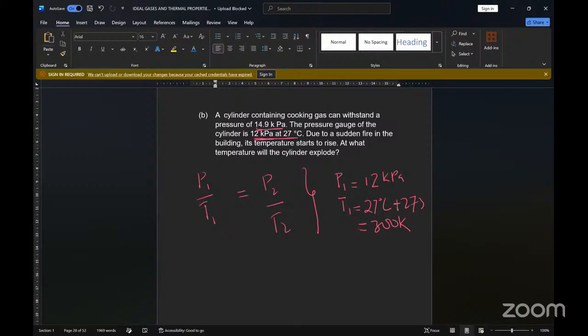Then this one is now your P2. So we want to find the temperature T2. So your P2 is 14,9 kilopascals. Then, sorry, P2. So your T2 is unknown. So you simply substitute it. This one is going to be 12 over 300 is equal to 14,9 over T2.